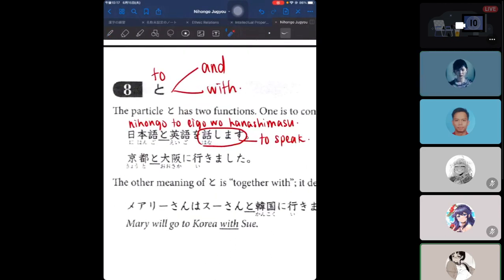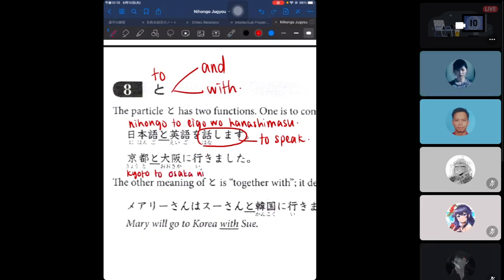Then the second one: 京都と大阪に行きました。 I almost read 行きました as "ginko". Actually, yeah, because this one is the core. I've learned a lot. 京都と大阪に行きました。 I'll take the third sentence.